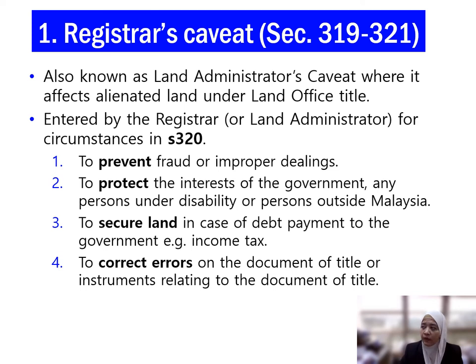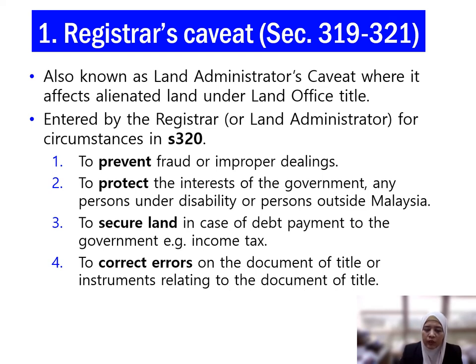Okay, it could be the case of Bunsen Buyanit, a perfect example of how, if there's any suspicion of fraud, the land administrator or the registrar can prevent the suspected fraud from proceeding by putting dia punya registrar's caveat first. The second one, to protect the interest of the government, any persons under disability or persons outside Malaysia, so registrar can enter registrar's caveat to protect the government, to protect any persons under disability or persons outside Malaysia.